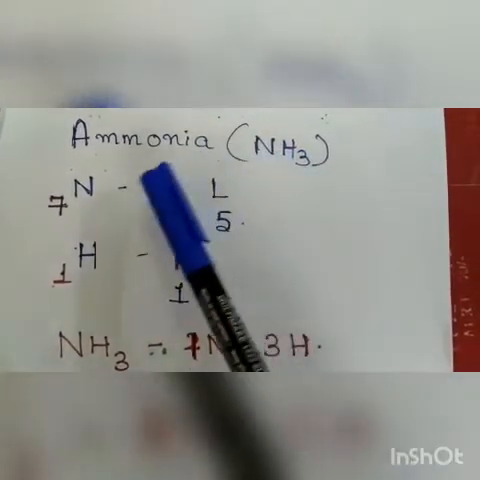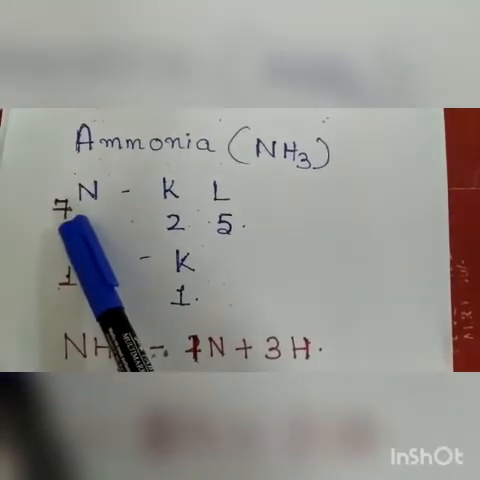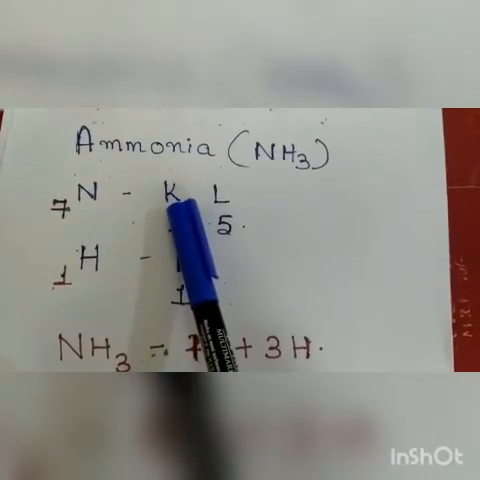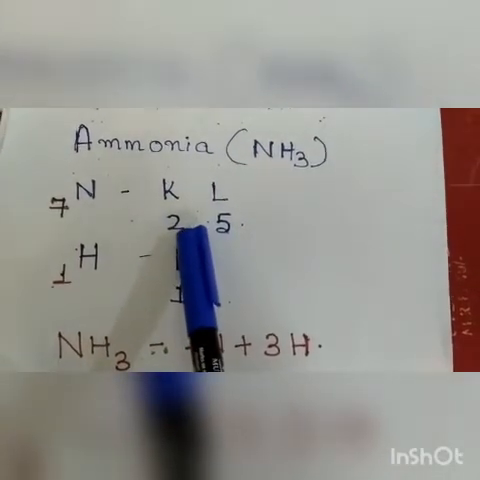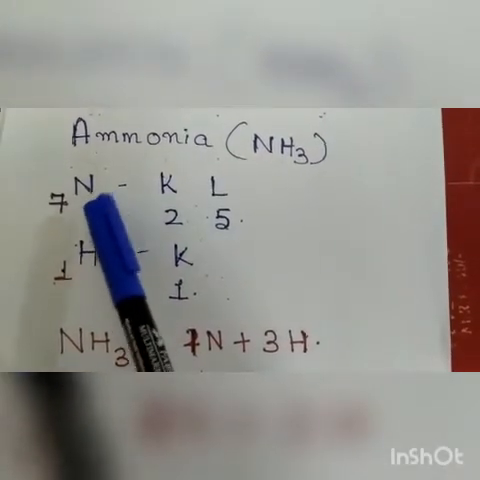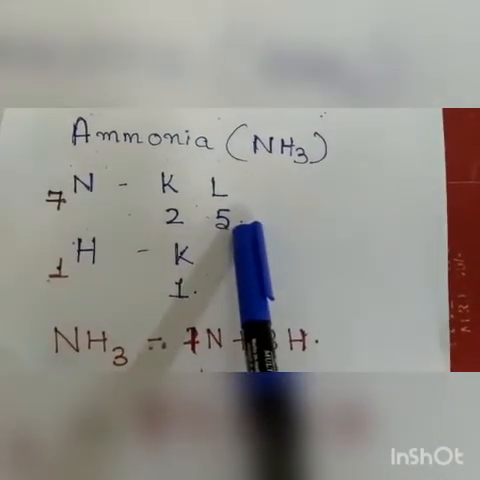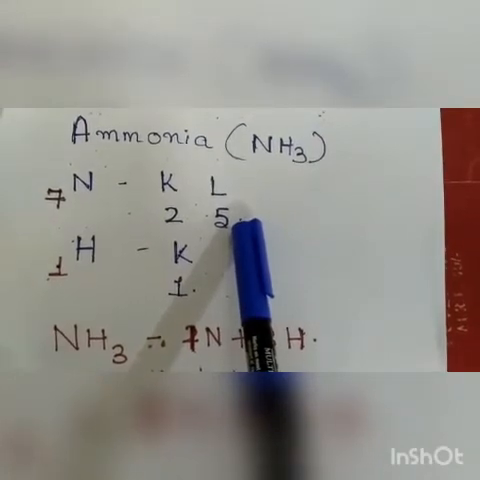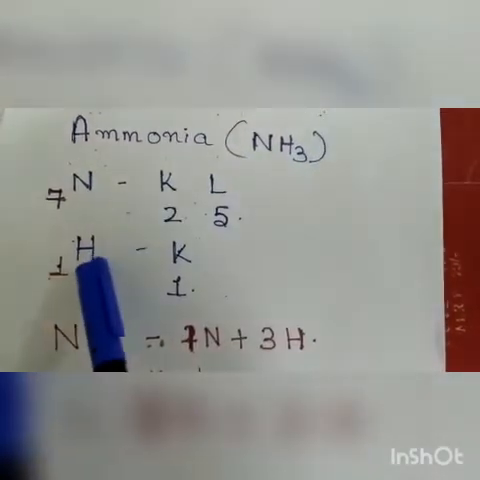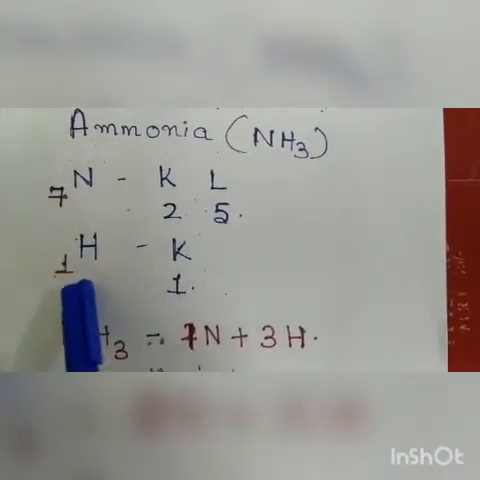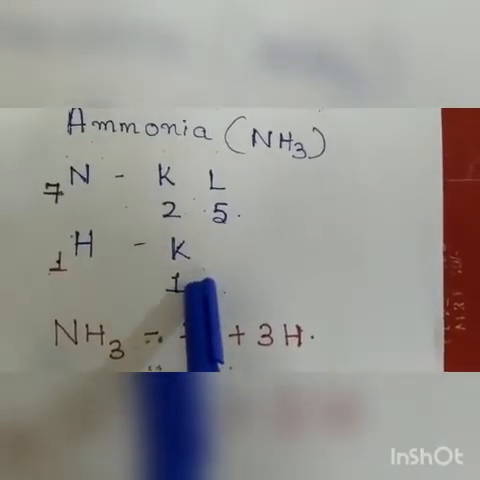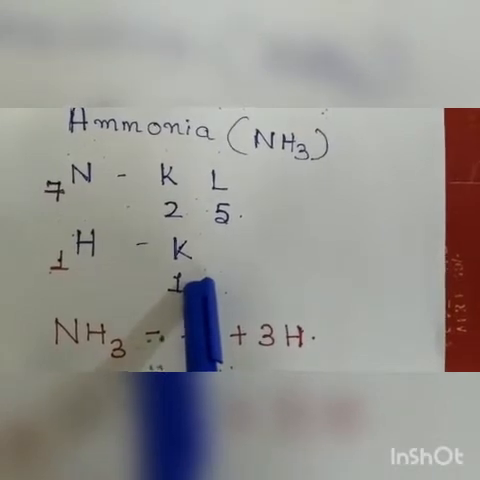Ammonia. The atomic number of nitrogen is 7 and the electronic configuration is: in the K shell there are 2 electrons, in the L shell there are 5 electrons. So here nitrogen needs 3 electrons to complete its last shell. Now another element which is present in ammonia is hydrogen. The atomic number of hydrogen is 1 and the electronic configuration is 1. In the K shell there is 1 electron, so it also needs 1 electron.